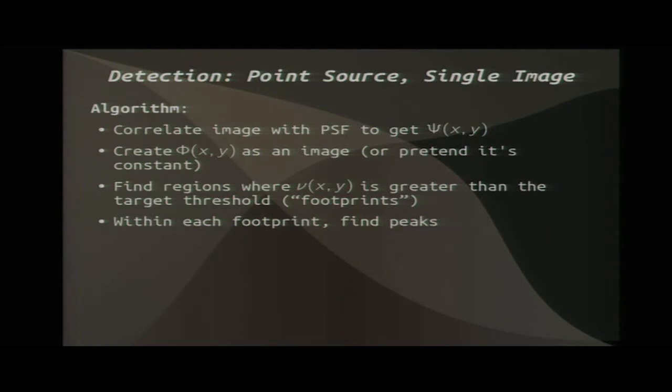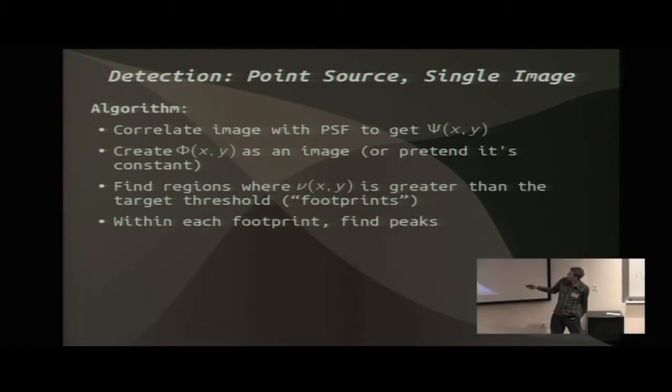And within each footprint, we find peaks. Now, you'll notice there's nothing here about requiring a certain number of connected pixels. That's something that Source Extractor added that many astronomers are familiar with. It's actually not statistically motivated. It might work well. There's lots of things that aren't statistically motivated that work well, but it's not the way we're planning to approach this. Now, these footprints just include significant peaks. You would probably want to grow them by something like the size of the PSF to get some indication of the size of the object. And then all this is, again, just assuming point sources.